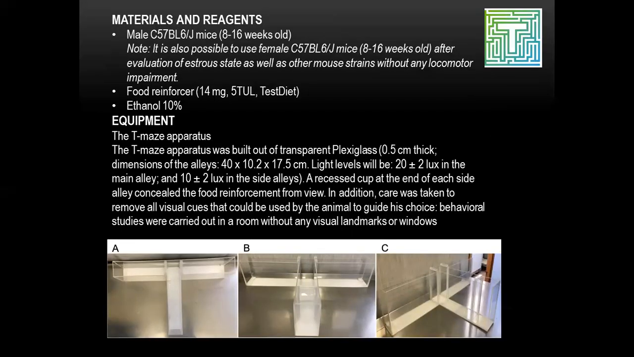Now, the experiment. What we'll need: materials and reagents. We'll need male mice, 8 to 16 weeks old. We can take female mice, but after evaluation of the estrous state, as well as other mouse strains without any locomotor impairment. Second is the food reinforcer. Third is ethanol, which is used to clean the T-maze apparatus. Equipment is the T-maze apparatus, built as I have shown you in the picture, with its dimensions and lengths.